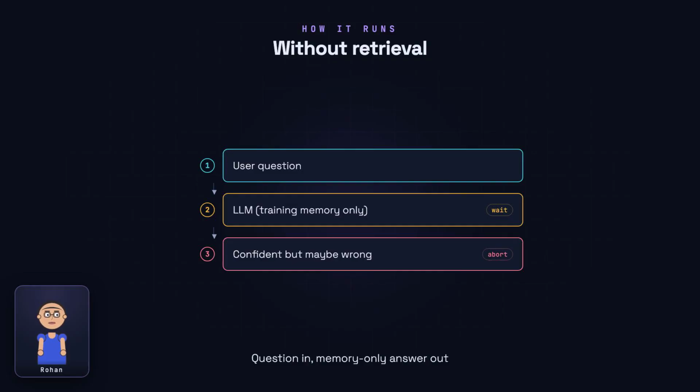Here's the naive flow. A question goes straight into the model, and the model answers purely from memory. If the answer lives in your data, and not in its training, you get something fluent and wrong. We want to close that gap without retraining anything.